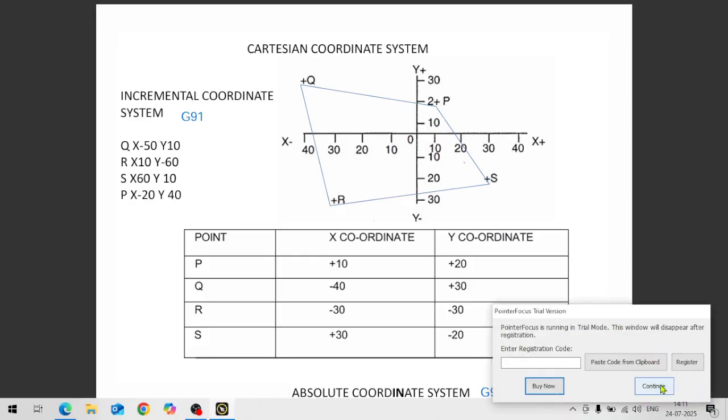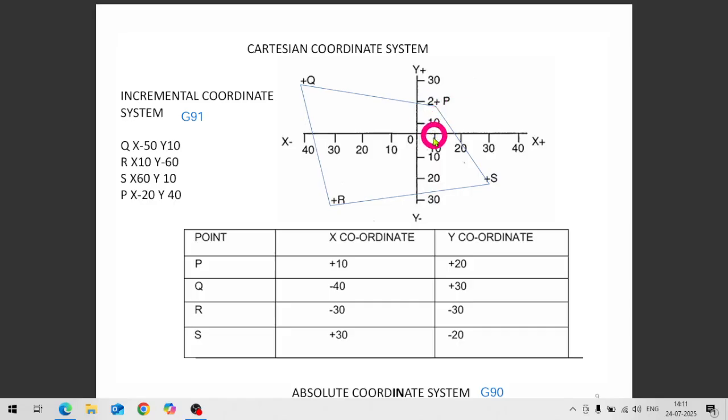Here if you see this point P, in the x-axis it is at a distance of 10 mm and in the y-axis it is at a distance of 20 mm. For point P, the x coordinate is plus 10, because this is the first quadrant, and in the first quadrant both x and y are plus, from the origin. So P point is plus 10 and plus 20.